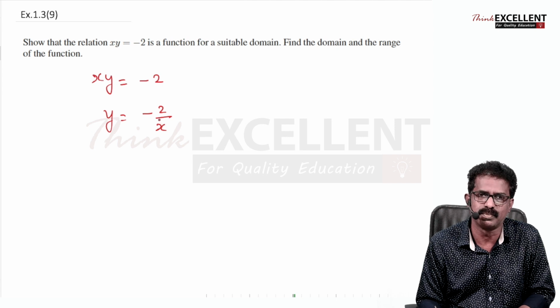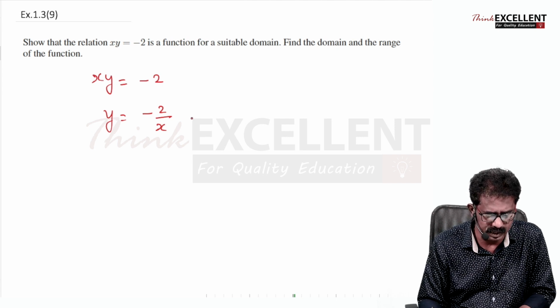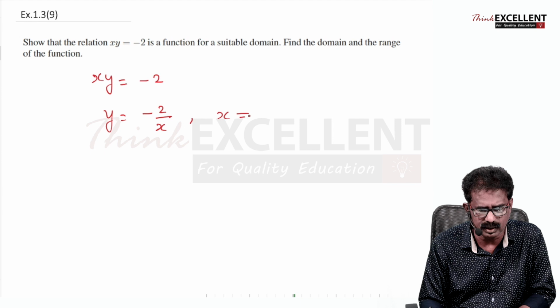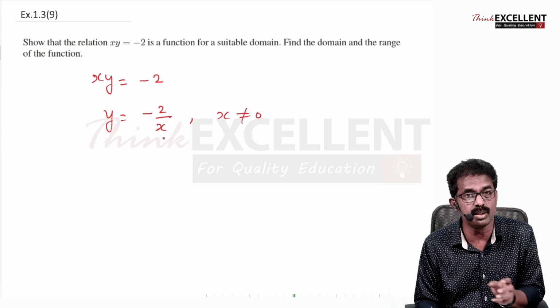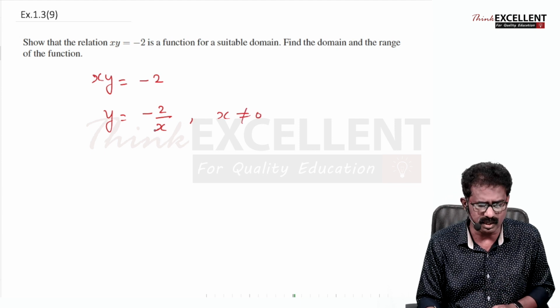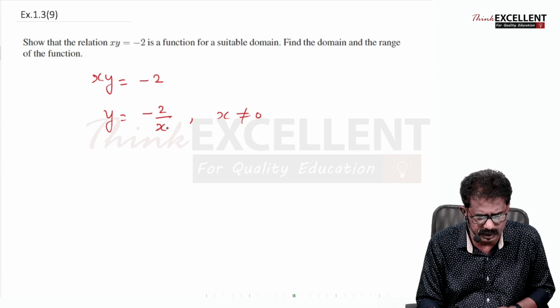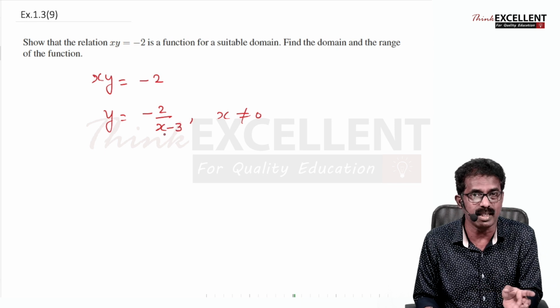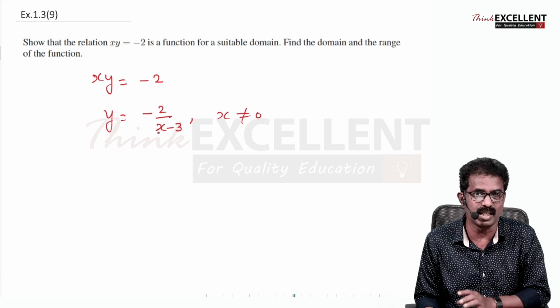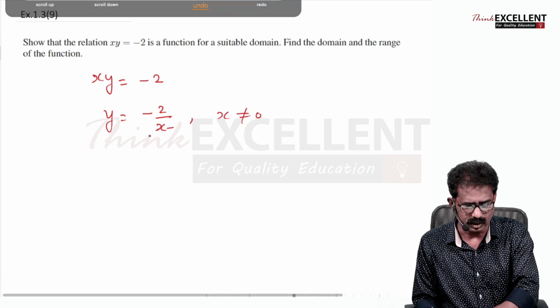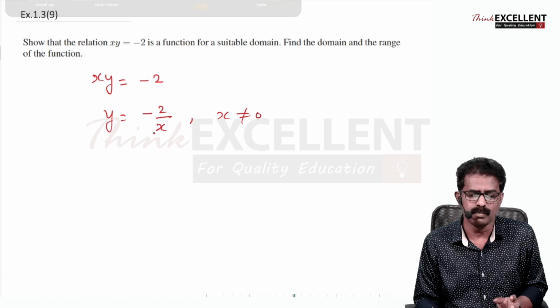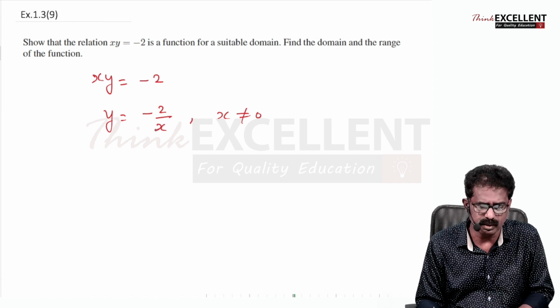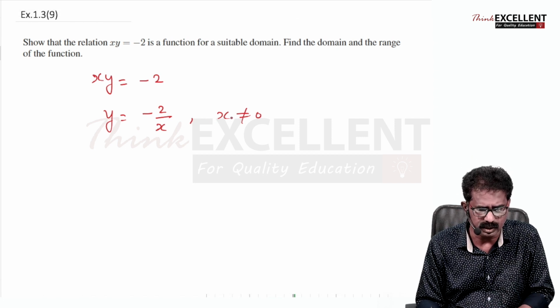It is a function, but it exists for every element other than what? 0. Because if the denominator is 0, then you say the function does not exist, right? But suppose the denominator is x minus 3, you say it exists for every element except what? 3. Excluded element, in 10th standard you have studied, right? So here it is minus 2 by x. So it exists for every element except when x equal to 0.